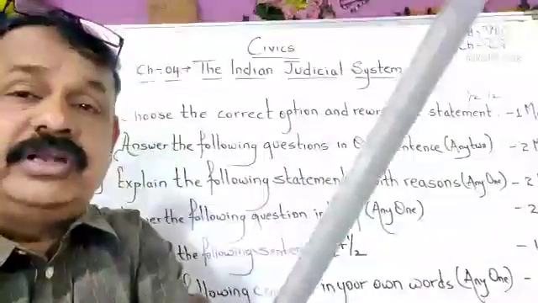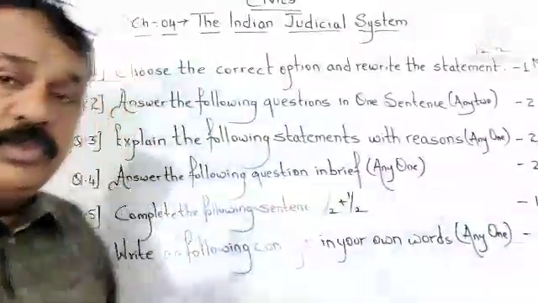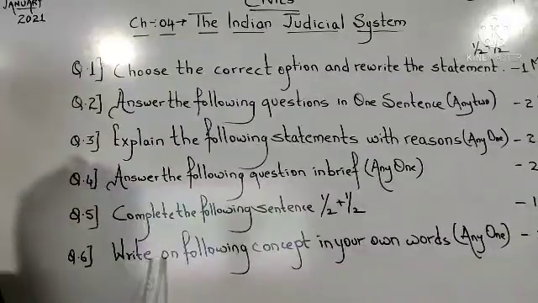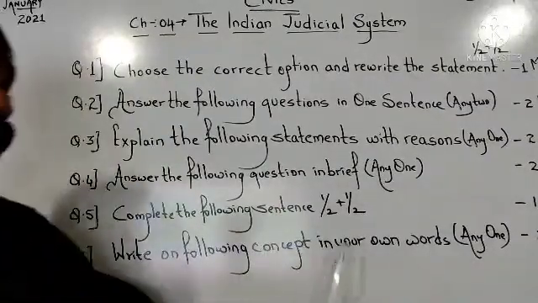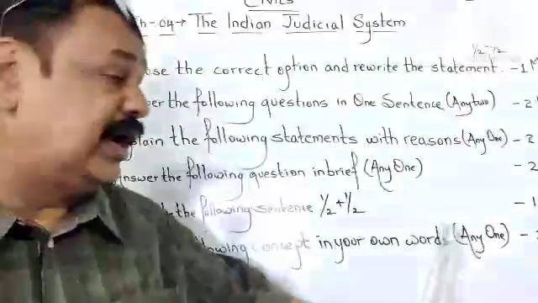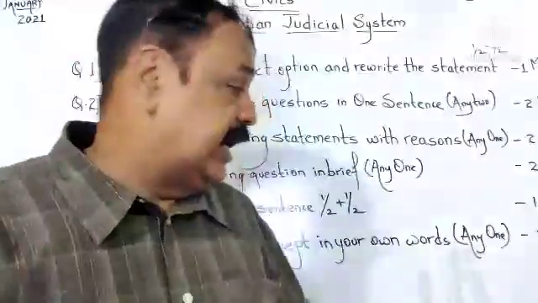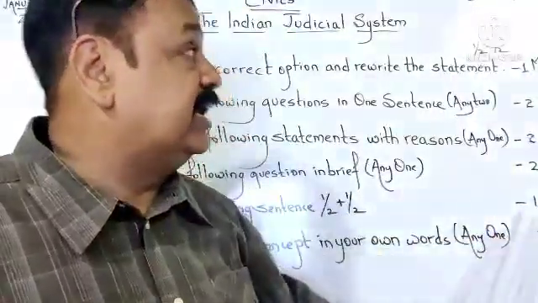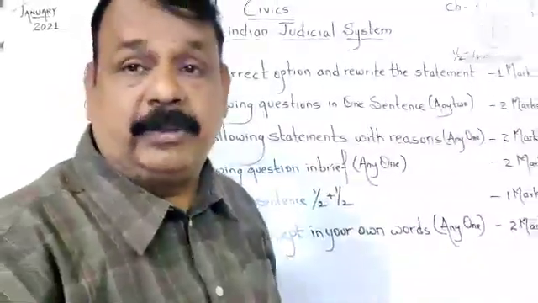And the last question, my dear students, I'm just trying to bring the camera a little down so that you can see it. Your last question, question number 6, is write on the following concept in your own words, any one. That means you'll be given 2 concepts and you have to write any one that carries 2 marks. So 7 plus 3, that is your 10 marks paper, my dear students.